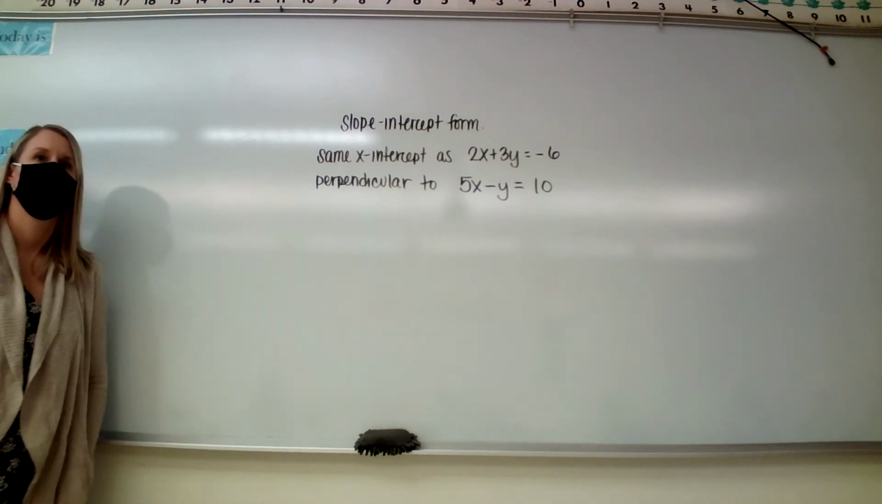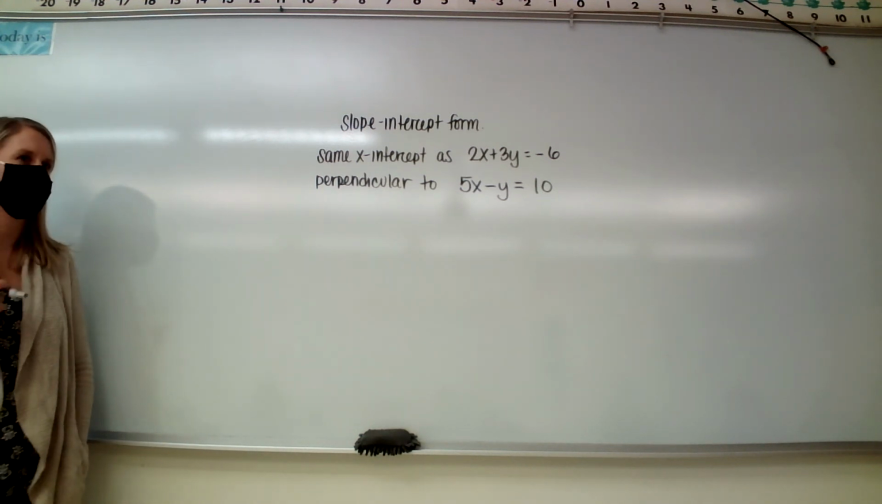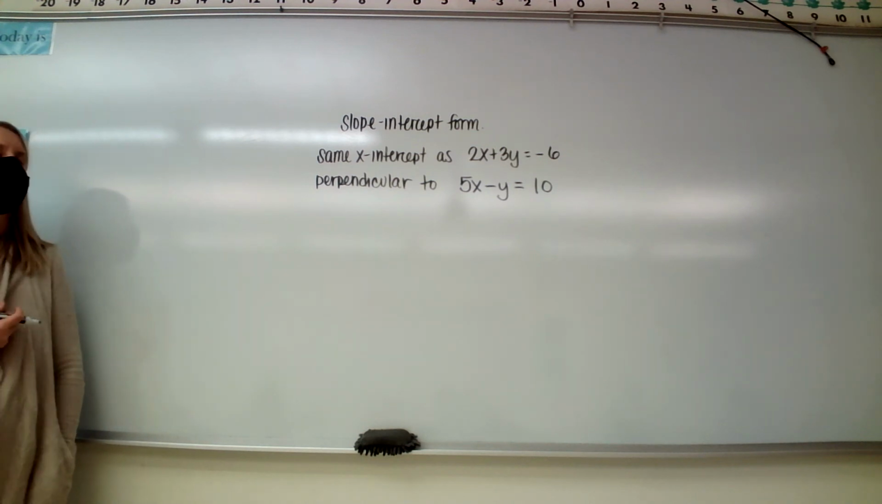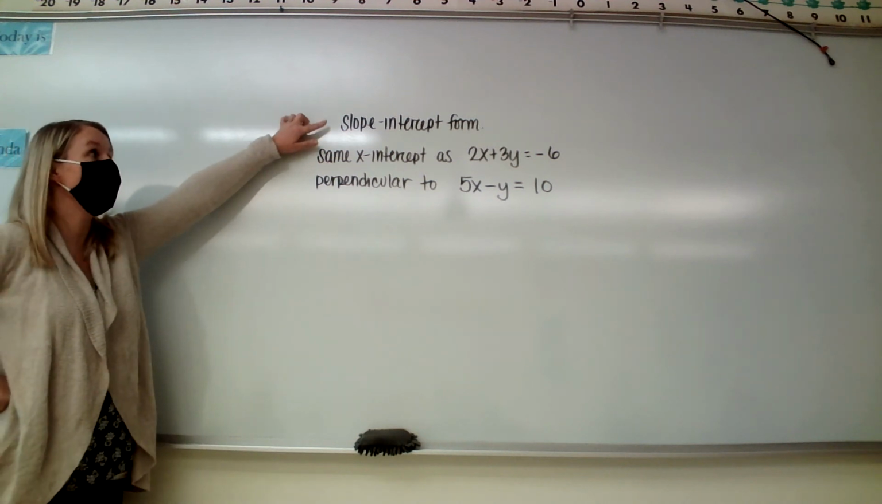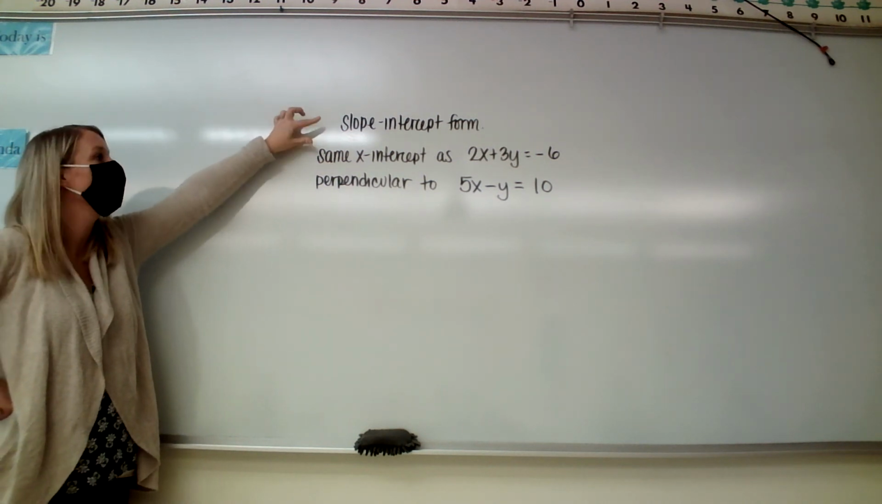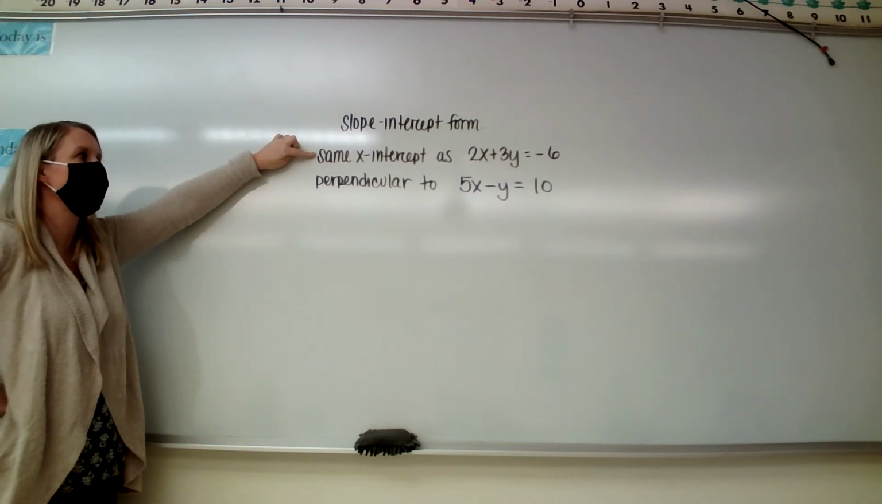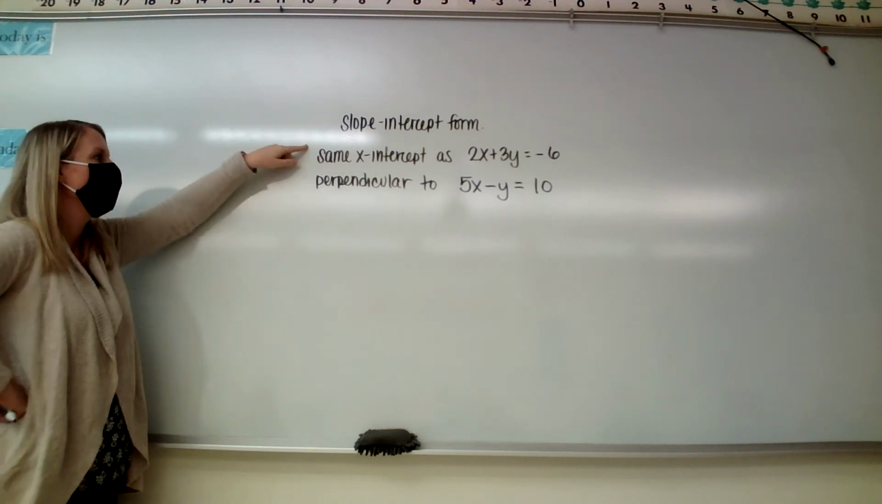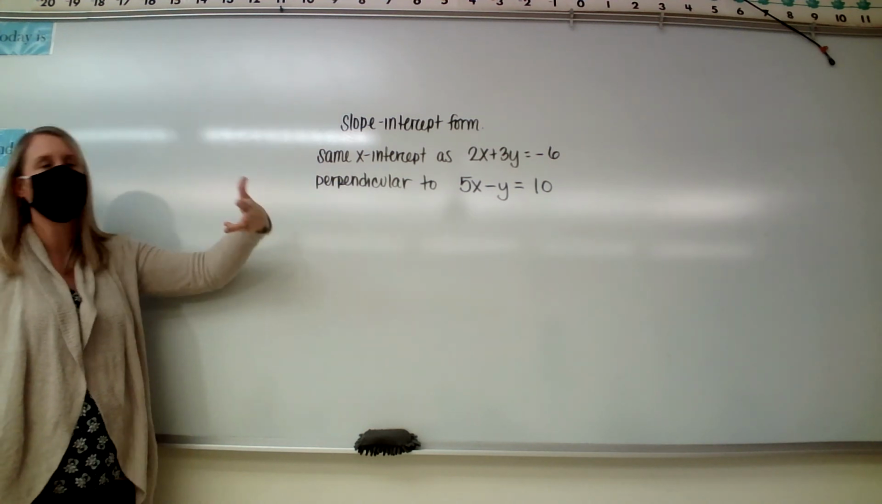I'm just making it up. It's not coming from anywhere, it's coming from the brain. So this is kind of what the problems will look like tomorrow. There'll be the form that you need it in, so pay attention to that because I expect it to be in the correct form. And then there'll be some information. In this case, the same x-intercept gives me a point, and perpendicular means it's talking about the slope, and then we can use that info to write our equation.